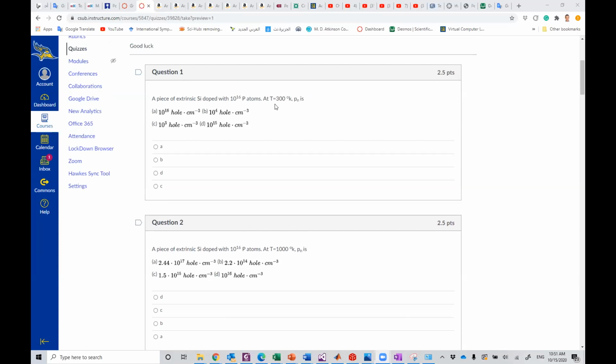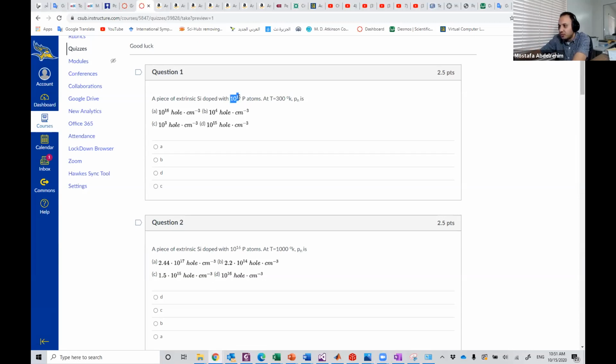So this is 300 degrees Kelvin. So this will be approximately equal to ND. So Pn will be equal to Nd over Ni square. So Nd is 10 to the power 6. I'm sorry, the opposite: Ni square over Nd. So 10 to the power 20, because it's a square, over 10 to the power 16, it will be 10 to the power 4. So the answer should be B.